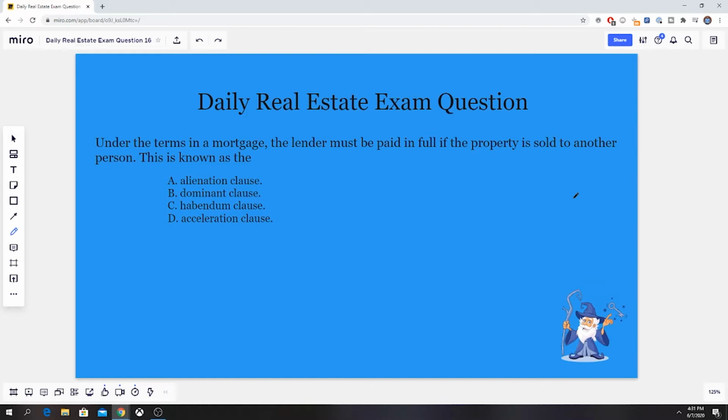Anyways, let's just jump right into it. So today's question has to deal with mortgage loans and of course contract clauses, specifically mortgage contract clauses. So I'm just going to read the question. Under the terms in a mortgage, the lender must be paid in full if the property is sold to another person. This is known as the A, alienation clause, B, dominant clause, C, addendum clause, or D, acceleration clause.